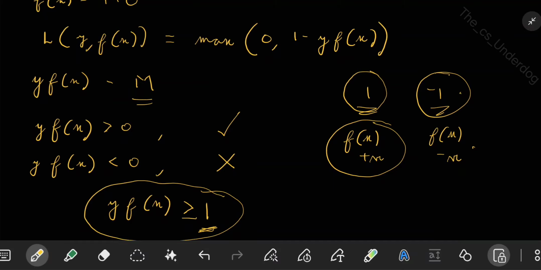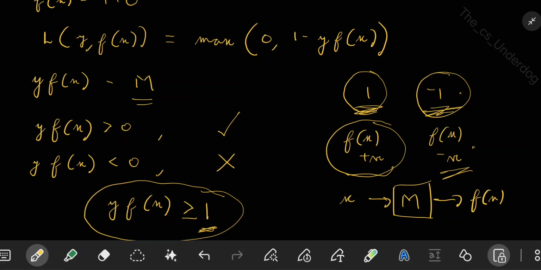Okay, I'll just draw it once more. Let us say this is your model. You are giving x to the model. Then this output is f of x. If your model simply does this, that is, it gives a positive value whenever it is class 1, and it gives a negative value whenever it is class minus 1, then your classification is right. But what you want with hinge loss is, you want this y into f of x value to be greater than 1. That means your confidence will increase.